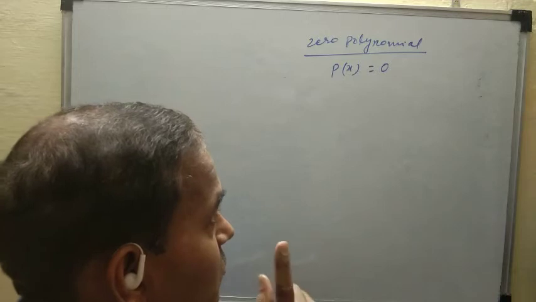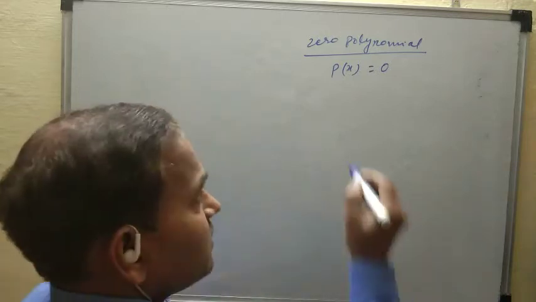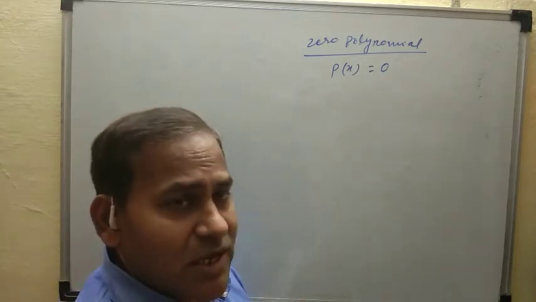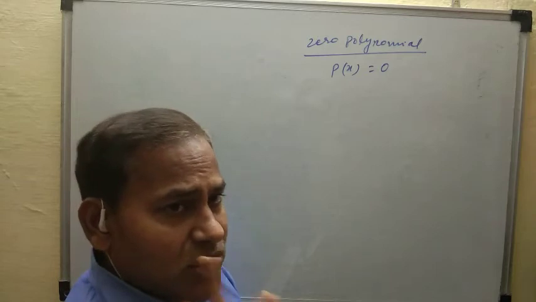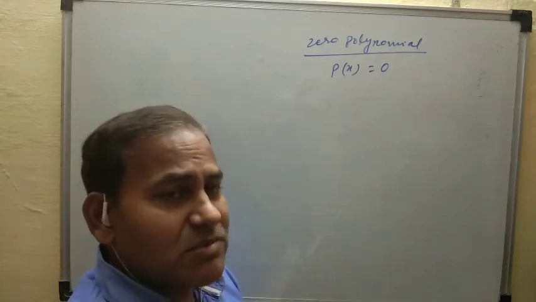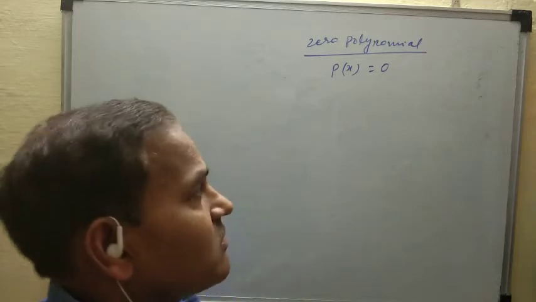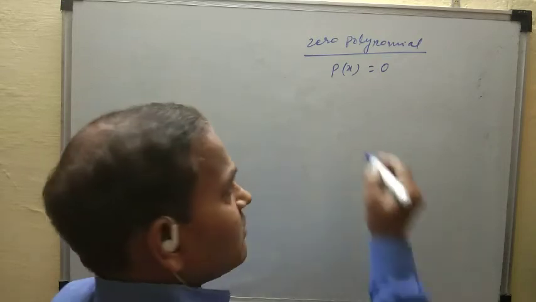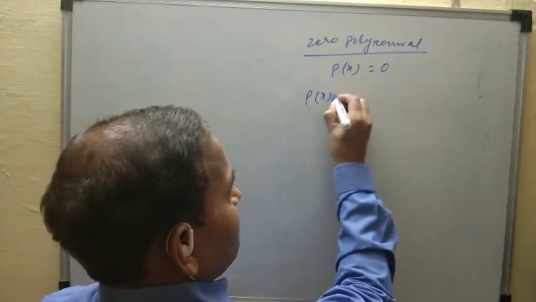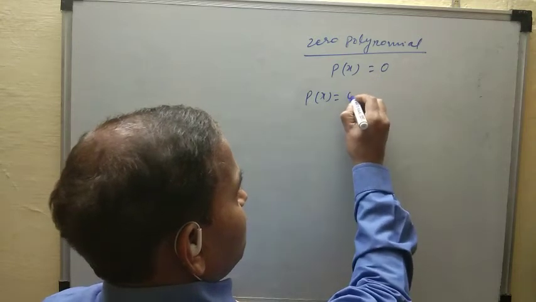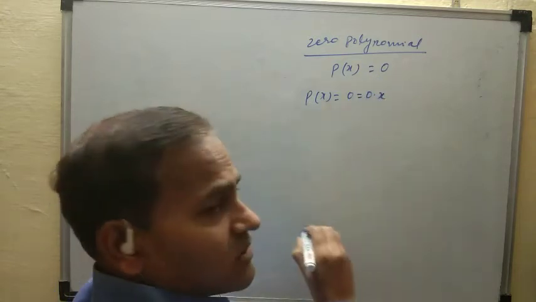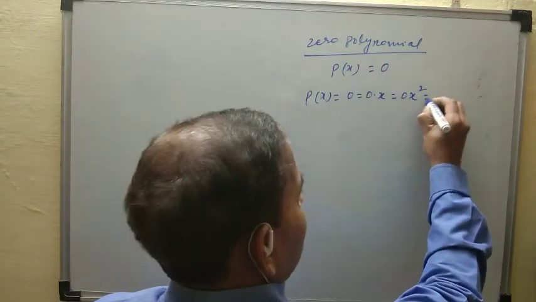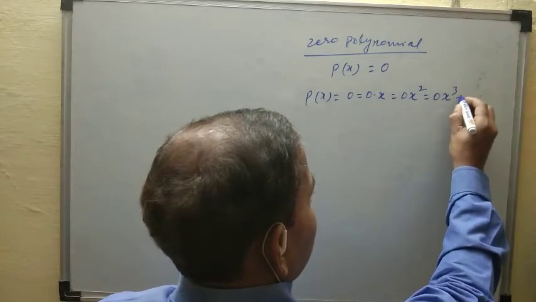Now what is its degree? Zero polynomial, p of x equal to 0. The question is, what is the degree of this polynomial? Degree means the maximum power of the variable term. So what is your variable term? There is no variable term. So this can be written p of x equal to 0. This 0 can be written as 0 into x, or 0 into x square, or 0 into x cube, plus so on.